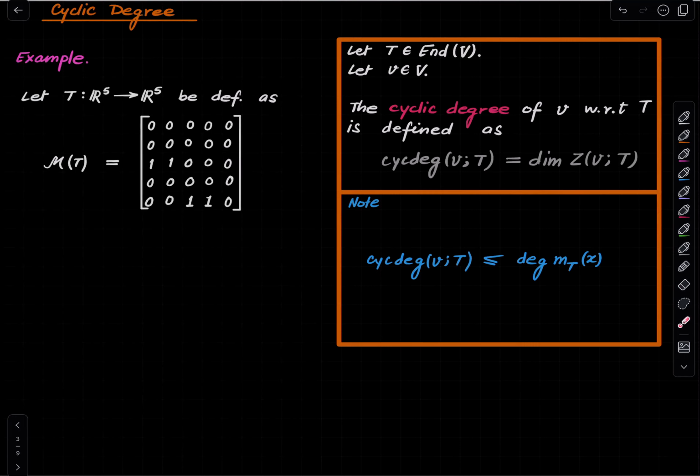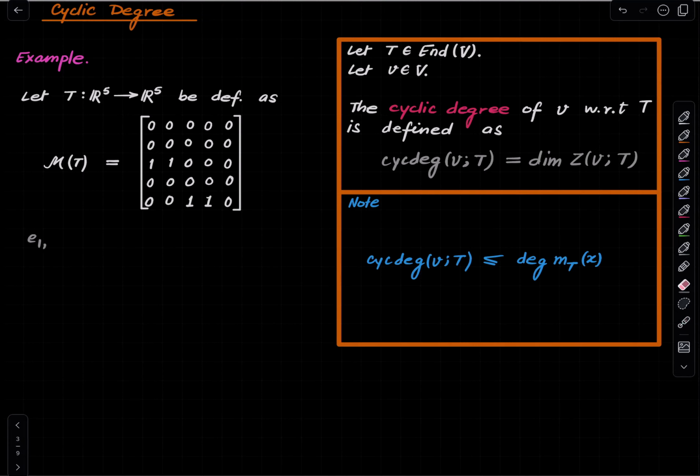So we have an endomorphism of R^5 defined by the following matrix. This matrix is with respect to the standard basis of R^5, and this is how the matrix is. So we know what the endomorphism is exactly. And let us just compute the cyclic degree of the vector e1.